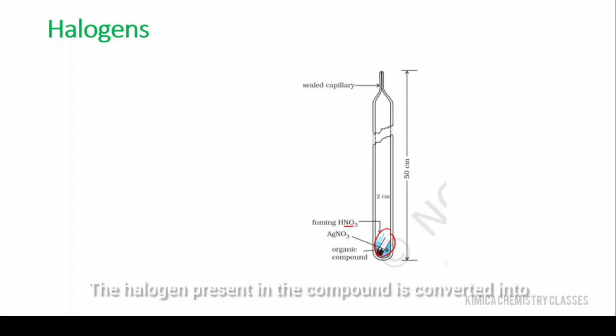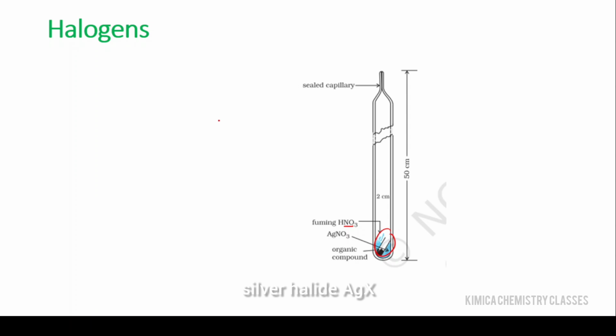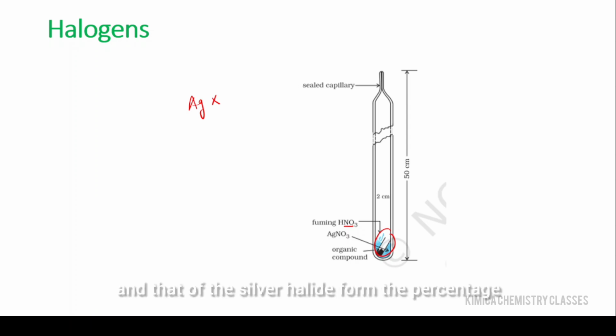The halogen present in the compound is converted into silver halide, AgX. From the mass of compound taken and that of the silver halide formed, the percentage of halogen in the compound can be calculated. This is the simple principle of estimation of halogen.